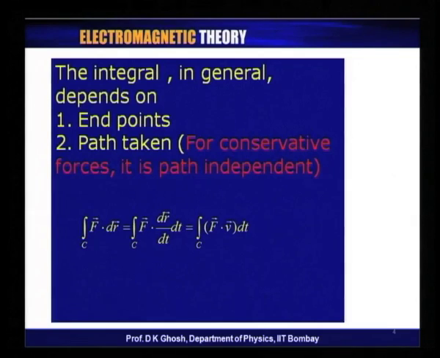Of course, there are exceptions to this. For instance, if the force is a conservative force, exact details of which we will talk about later today, but if it is a conservative force, for instance, a gravitational force or electrostatic force, then it can be shown that the work done is path independent. However, in such a case, it would always depend upon the end points.